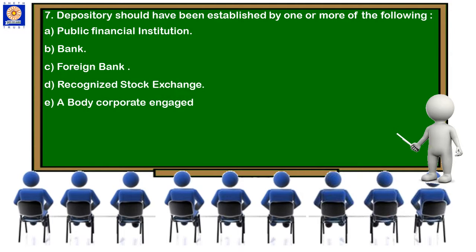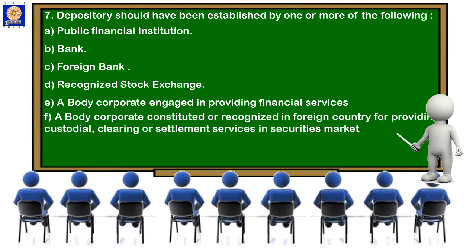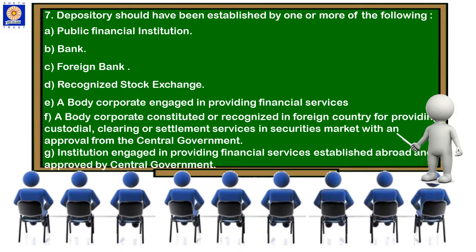A depository system should have been established by one or more of the following. First, public financial institutions. For example, the Industrial Finance Corporation of India is one of the top public financial institutions. State financial corporations and the Industrial Development Bank of India, that is IDBI, are the three top public financial institutions.